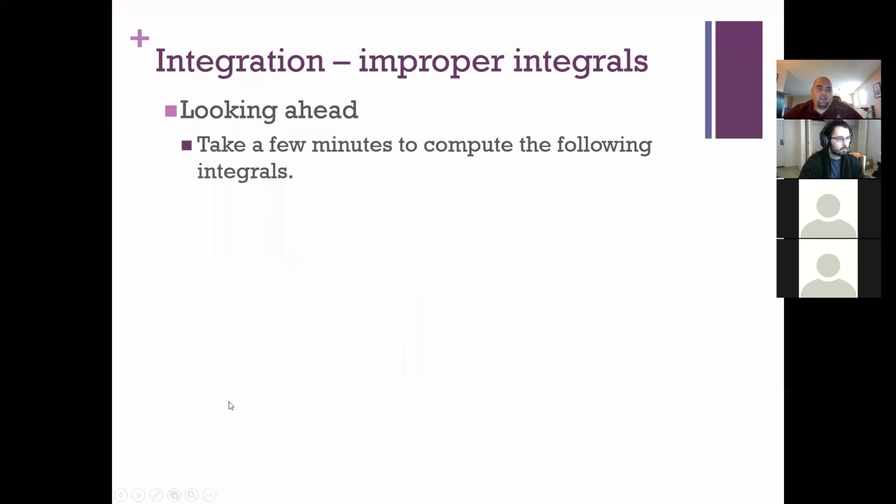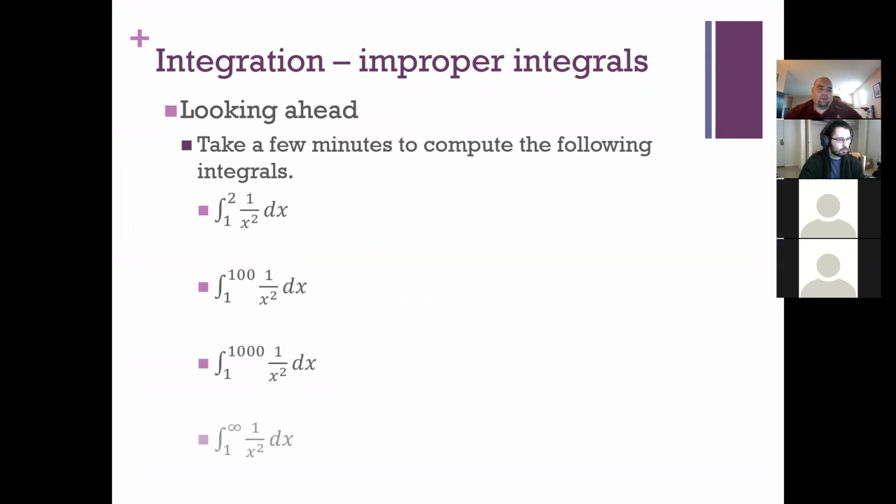All right, so go ahead and take a few minutes and work on these 4 integrals. If possible, let's get exact values for all 4 of these. Hopefully you realize you're only having to do 1 antiderivative, but you should get 4 different values here. So I'll give you a few minutes to work on those, and then I'll check on you to get some feedback.